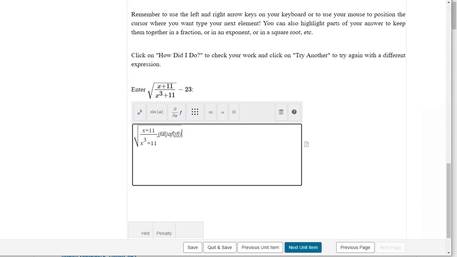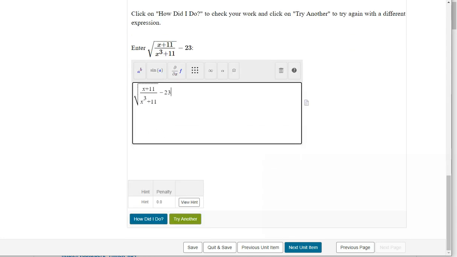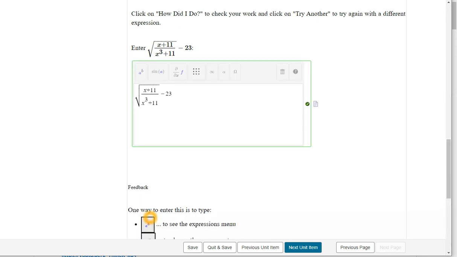Because up here, this minus 23, he is not underneath the square root sign. See how that square root sign is moving with me? So when I arrow over once, that gets me out of the denominator, but I have to arrow over a second time to get me out of the radical also. And now I can type minus 23. And then of course you've got the how to do button. Click on that and yeah, lovely.